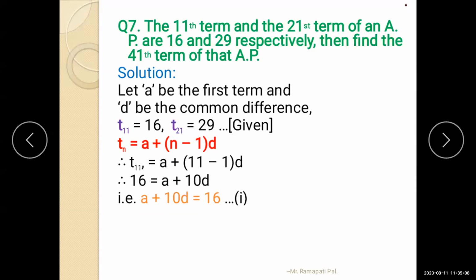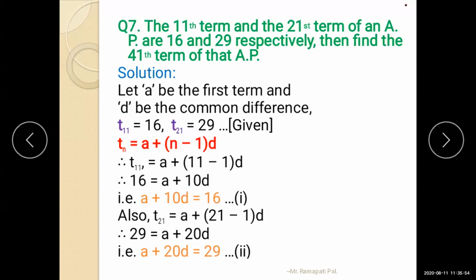Now T21 is equal to A plus (21 minus 1) D. The value of T21 is given, that is 29, is equal to A plus 20D, because 21 minus 1 is 20 and we multiply it with D. So 29 is equal to A plus 20D. Is it clear? Up to here, all of you understood? We will name it equation number 2. Is it clear?